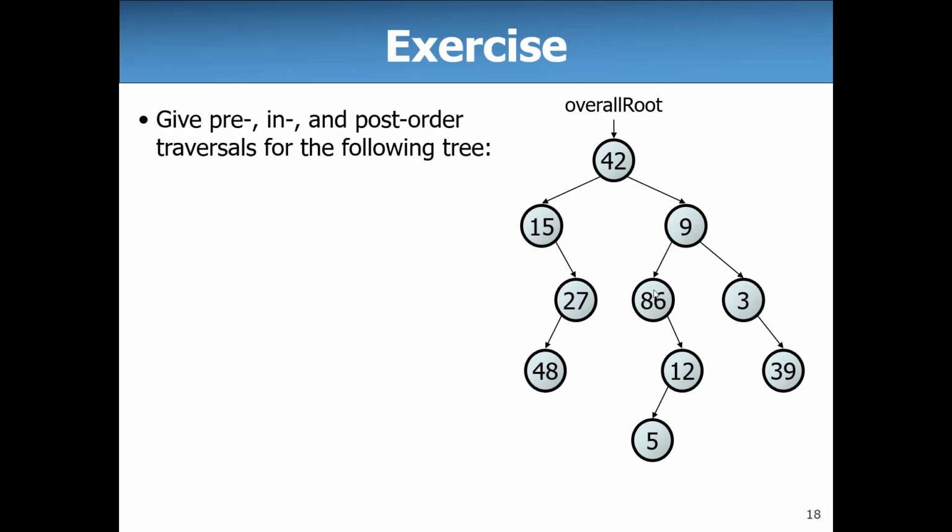Then right side, so you're done with the left side of 9. Now you go right side of the 9. So right side of the 9 is 3 and 39. That's the answer for pre-order.